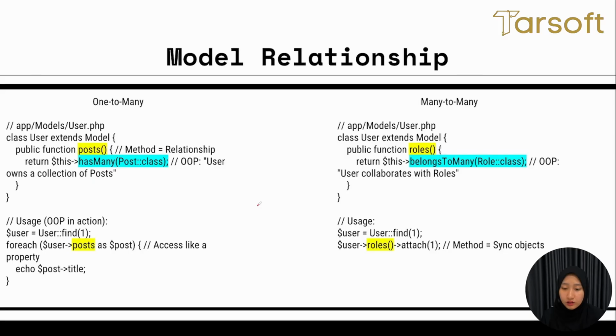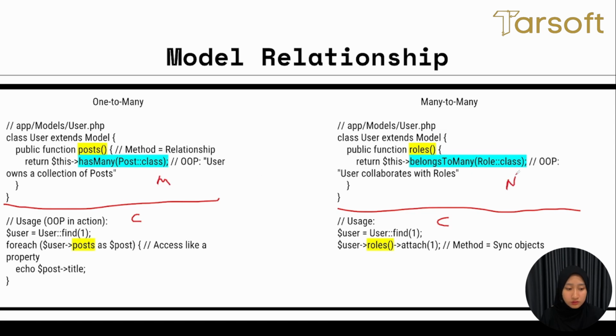Let's look at a real example on how relationships work. For this example, there are two relationships, which are one-to-many and many-to-many. Take note that this is a separate file. This can be used in the controller, while this is in the model. Now let's look at what I have highlighted. Let's focus on this line right here.